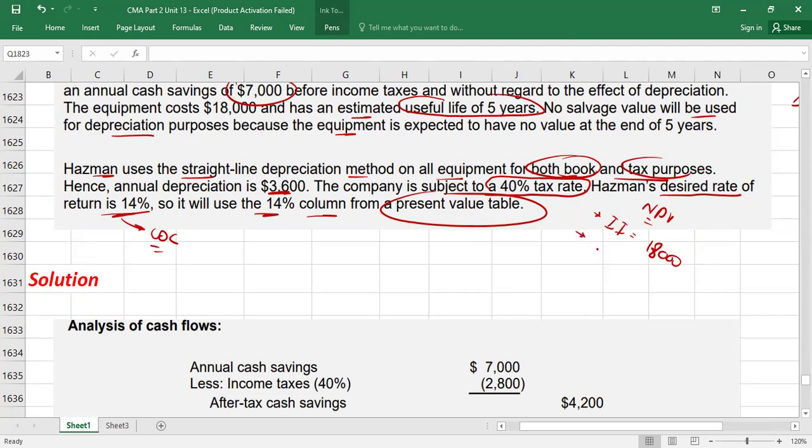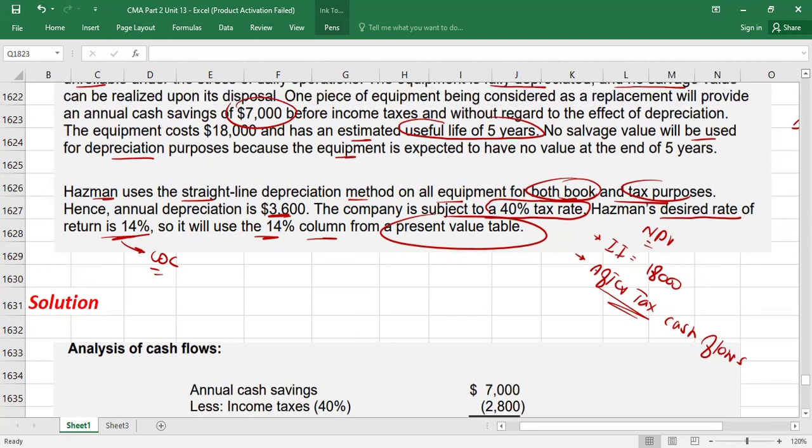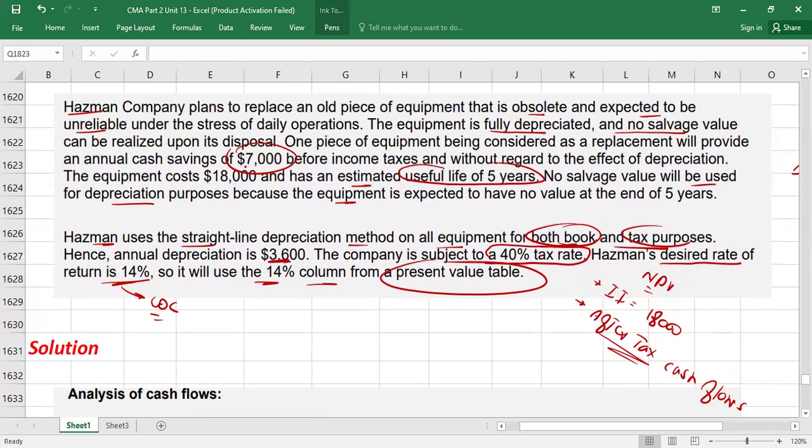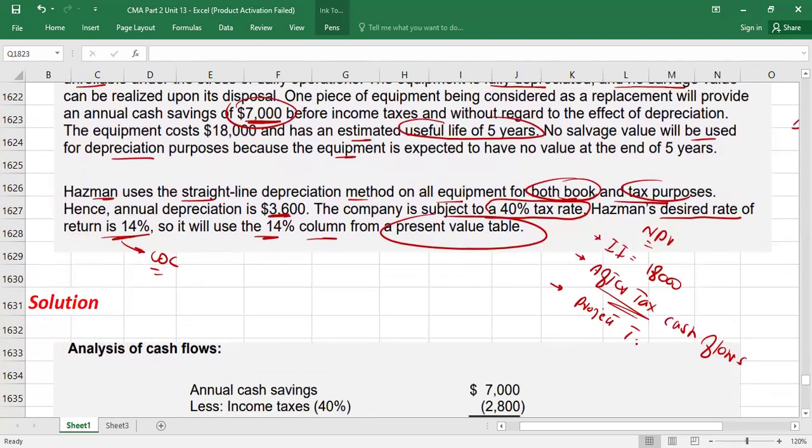Then we need after tax cash flows. We need after tax operational cash flows. Regarding these after tax cash flows, we have information here of 7,000, which is before tax and depreciation effect. So that we will calculate now. And third, we have a project termination cash flow. Project termination cash flows, third type.